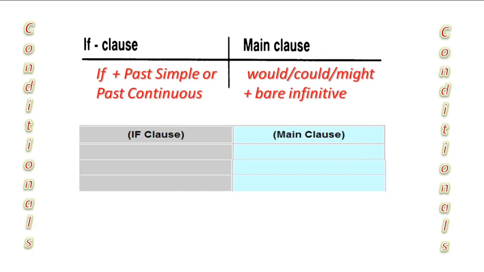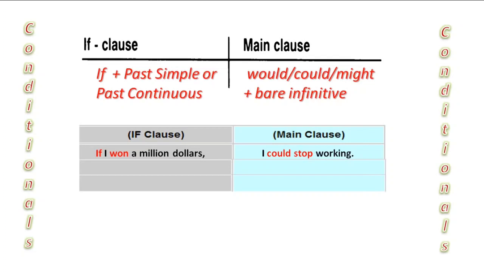Let's take an example. If I won $1 million, I could stop working. The second conditional is like the first conditional. We are still thinking about the future. We are thinking about a particular condition in the future and the result of this condition. But there isn't a real possibility that this condition will happen.